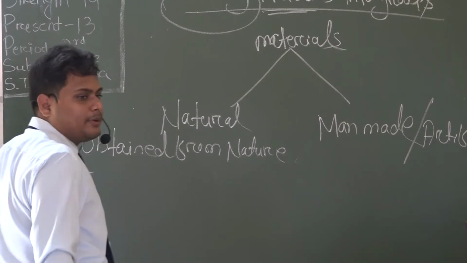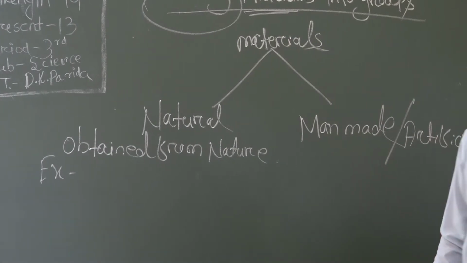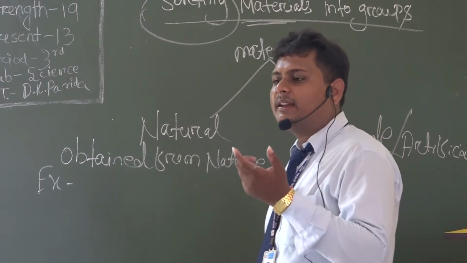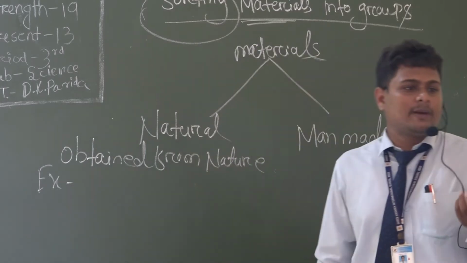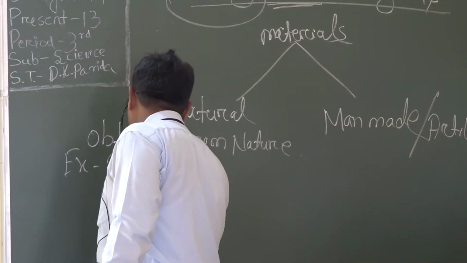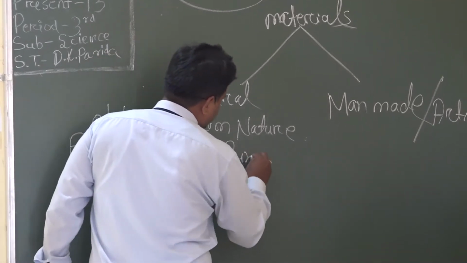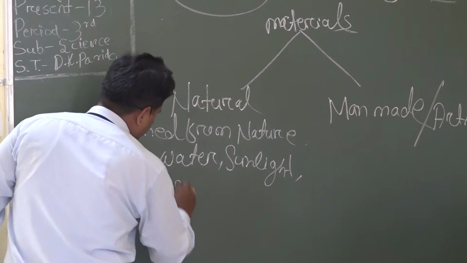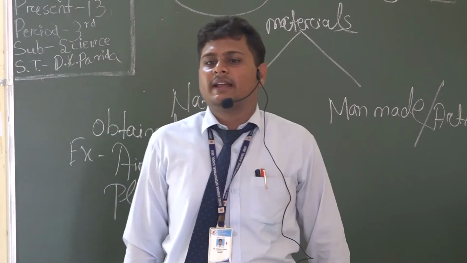So what are we getting? Who can say some examples? Upasana, what are we getting from the nature? Fruits, okay. Vegetables. Air, very good. Then medicine, we are preparing, somehow we are manufacturing. Okay. See, suppose we are getting air, yes or no? Water, sunlight, then plants, okay, etc. So these all are the natural substances or the natural materials.